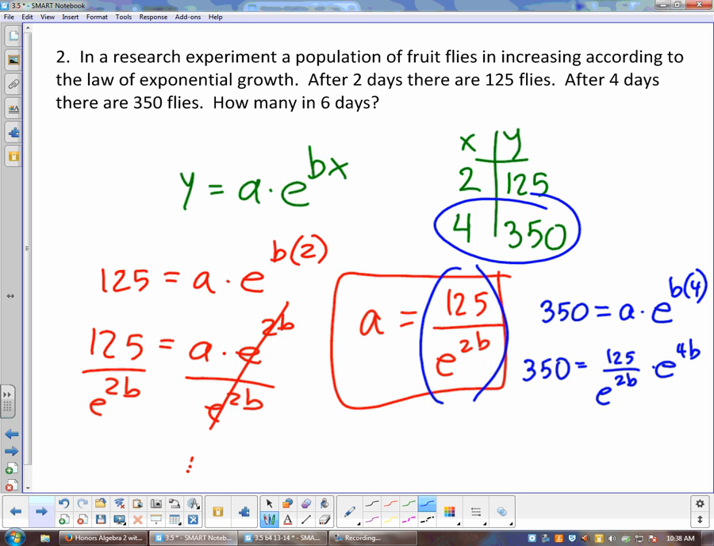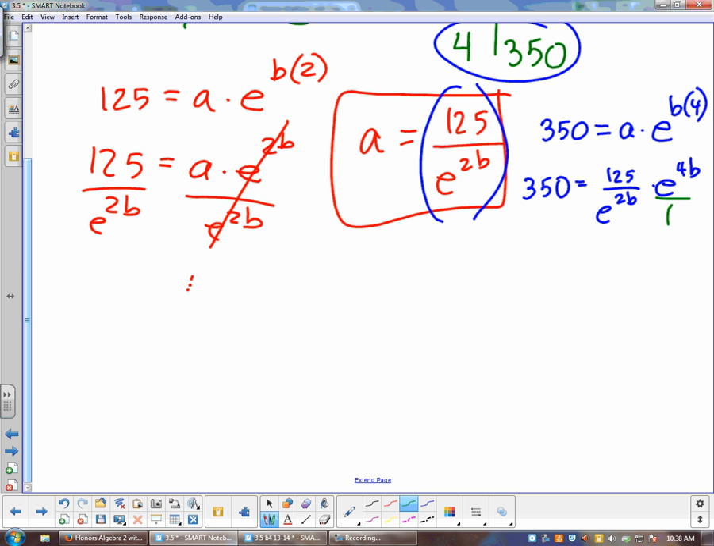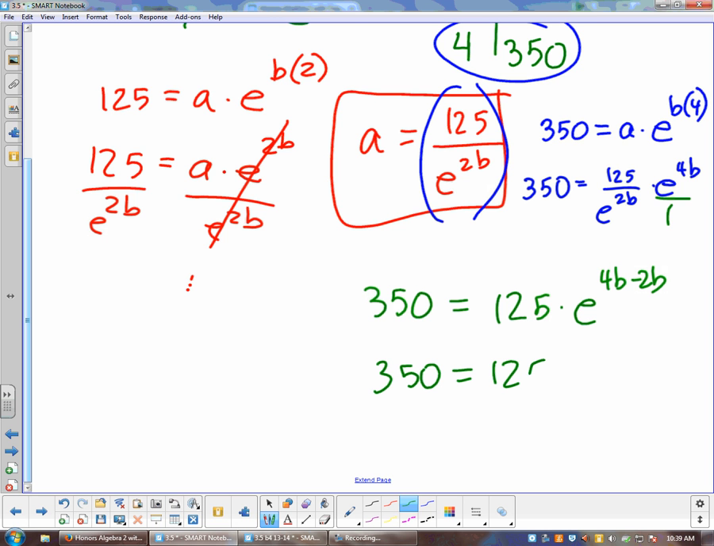Agreed? So can I divide e to the 4b by e to the 2b? If I'm dividing two numbers with the same base, what do I need to do with their exponents? Subtract. So I really want 125 times e to the 4b minus 2b, correct? Because if I'm dividing two numbers with the same base, I subtract their exponents. So I have 350 equals 125 e to the 2b.